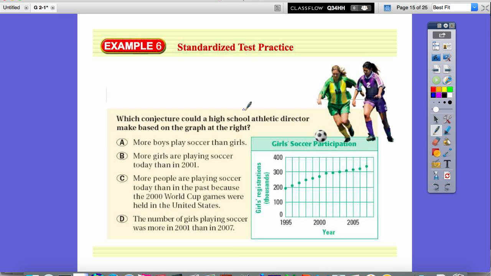Well, let's try this out. This is a standardized test practice type question. Which conjecture could a high school athletic director make based upon the graph at the right? More boys played soccer than girls. Well, this graph only talks about girls' soccer participation, so they're not going to be able to use it.